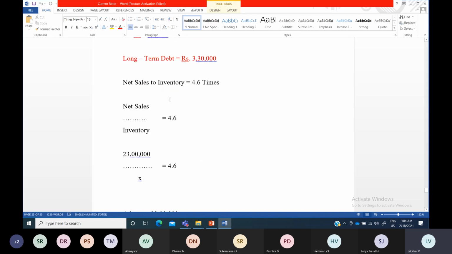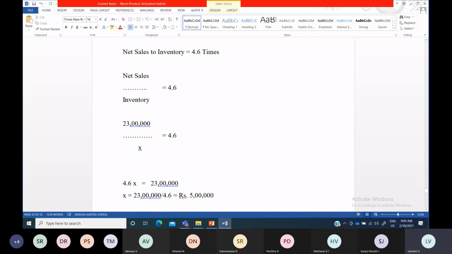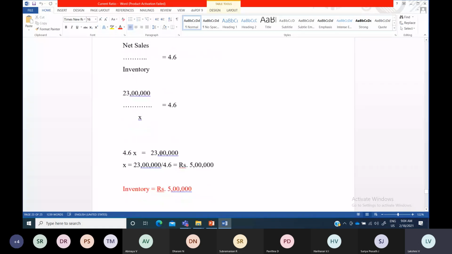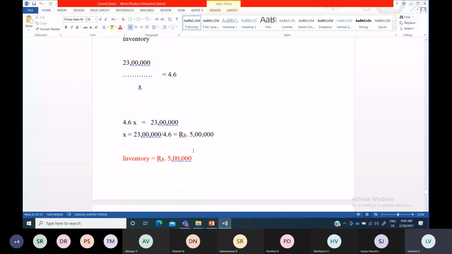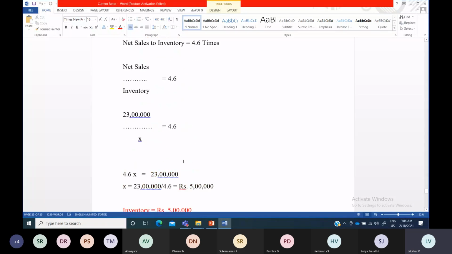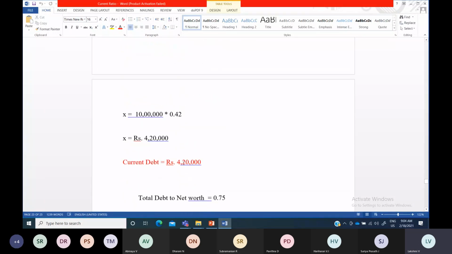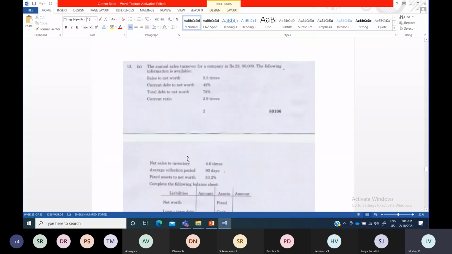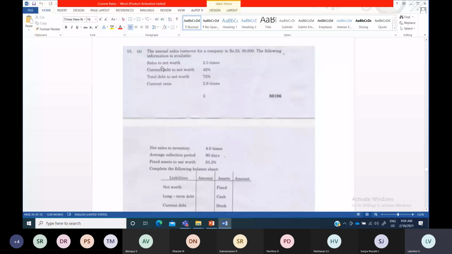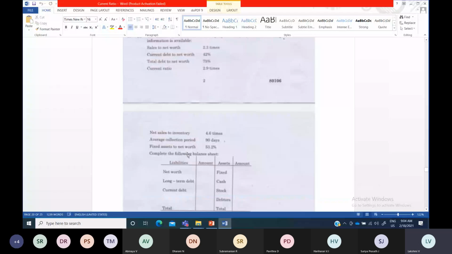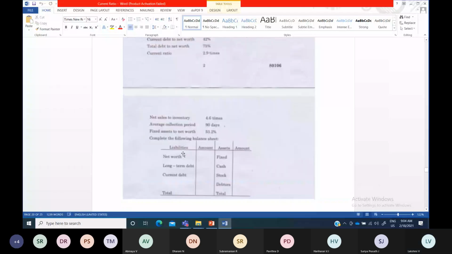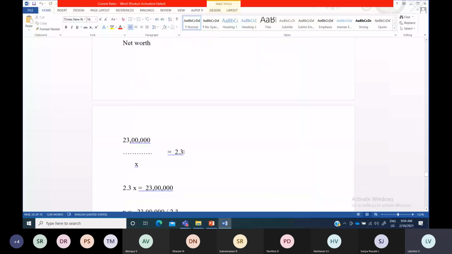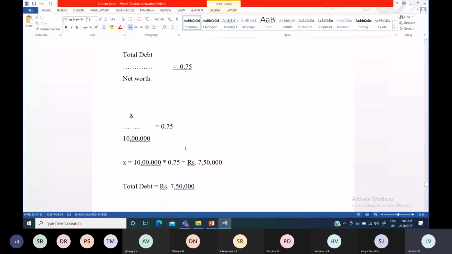And then net sales to inventory they have given, with which I found out the inventory amount of rupees 5 lakhs. Okay, so that's it we have done. So remaining part of that we can discuss right now. So what else we have to calculate, we can just look into. So net worth we calculated, current debt and total debt, long term debt we calculated, and then say inventory we calculated. Okay, and remaining part we have to calculate.